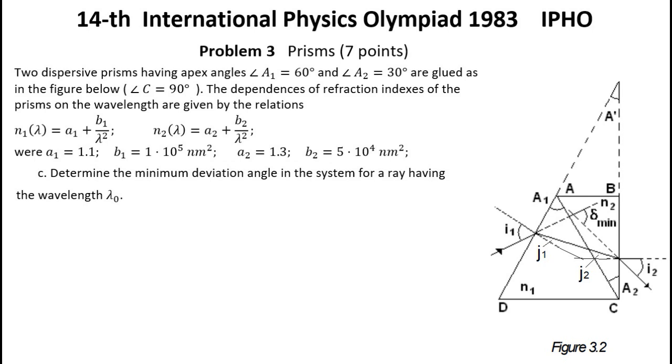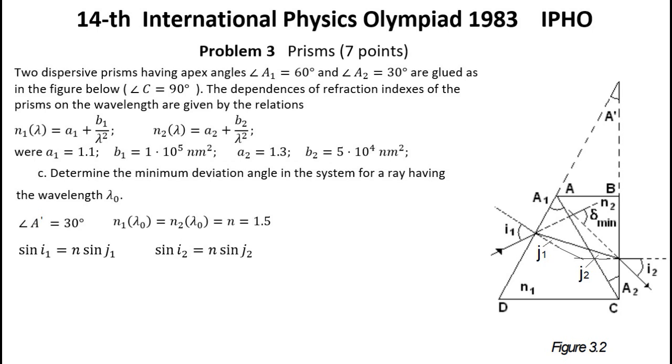Question C. Determine the minimum angle of deflection in the system for a beam with a wavelength of lambda 0. Solution. Let's complete our prisms to a triangular one with an upper angle A' equal to 30 degrees. For a wavelength of lambda 0, we have n1 of lambda 0 equals n2 of lambda 0 equals n equals 1.5. Let's mark the angles I1, I2, J1 and J2 in the figure.